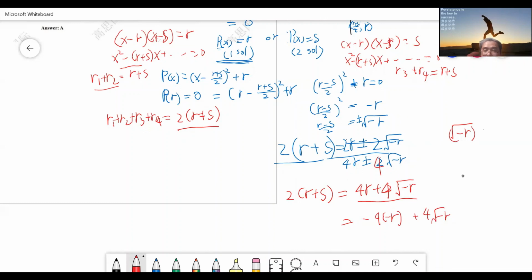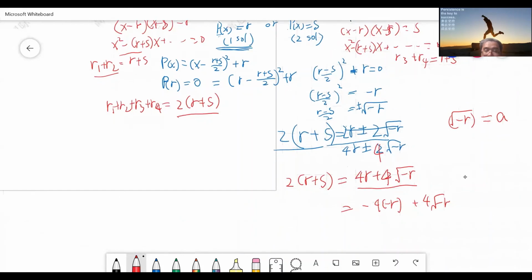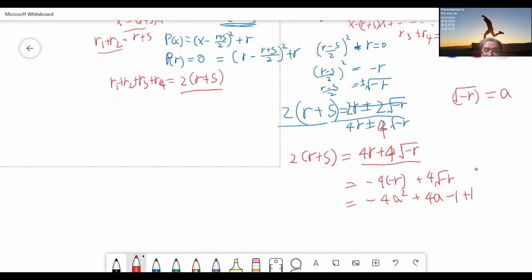So we can use the square root of negative r equal to a. We're going to do such a substitution. So then that's equal to negative 4a squared plus 4a. So we're going to minus 1, we're going to plus 1. Right. So then we can find this is actually equal to negative (2a minus 1) squared plus 1. So this is a perfect square. We're going to take out the negative sign. We find this perfect square.